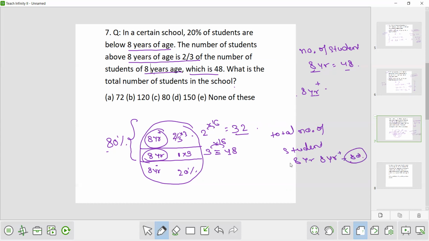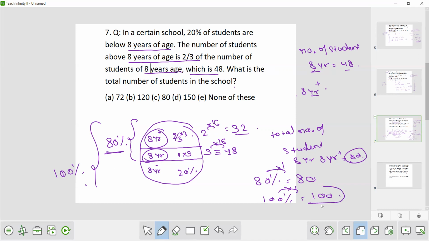Now this 80 is equivalent to this 80%, and we have to find out the total number of students, means what is 100%. So if 80% is equivalent to 80, 100% will be how much? So it's 1 time. So from here it will be 1 time, so 100. So 100 is your answer. So 100 is not given in the options, so E, none of these, is our correct answer.